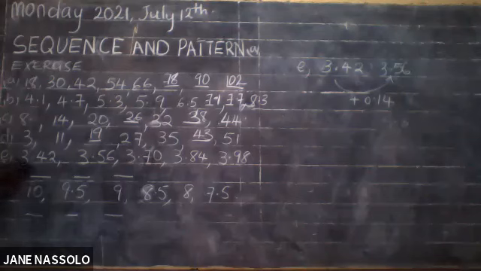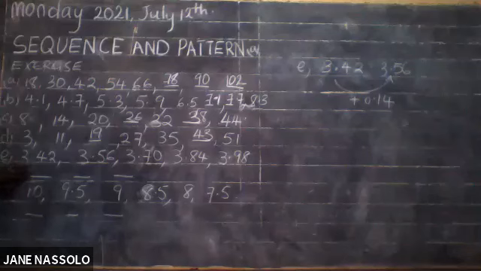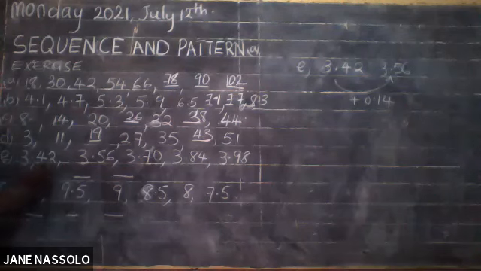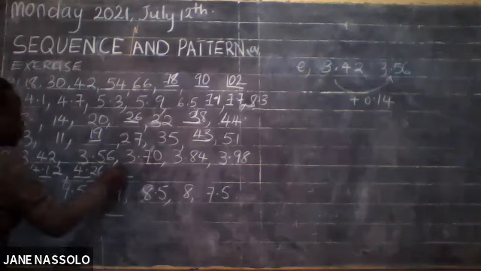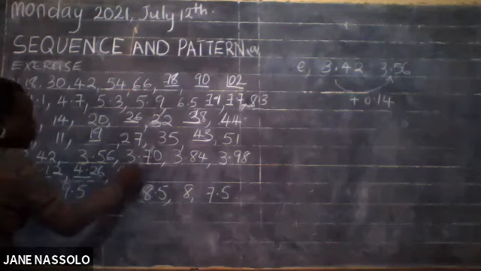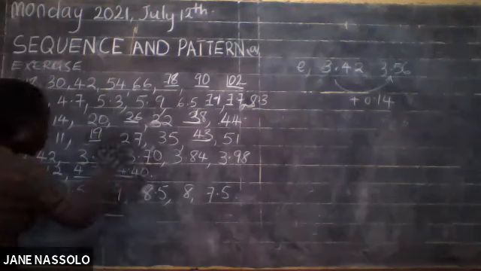So now, can you give me the next three terms? 4.12. The next one? 4.26. The next one? 4.40. Thank you very much.